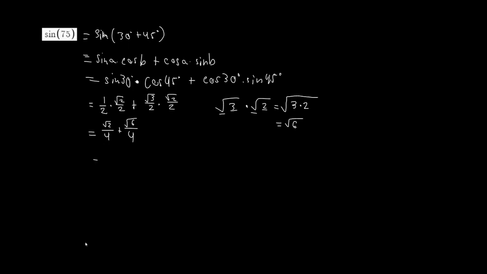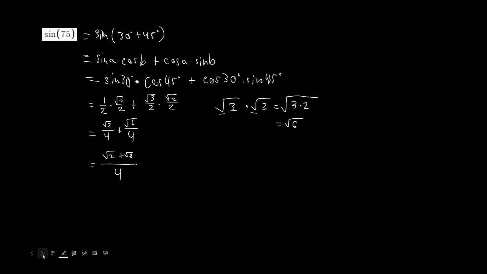And again, these are similar fractions because both of them have the same denominator. So I'm just going to combine them. Square root of 2 plus square root of 6 all over 4. And that is your final answer.